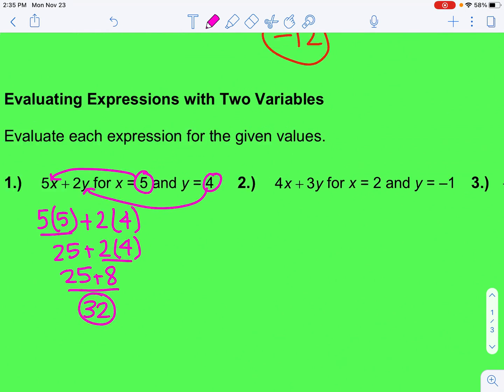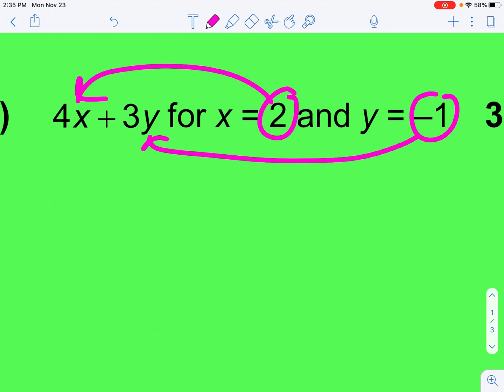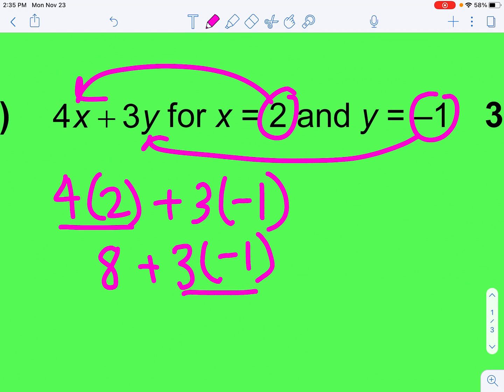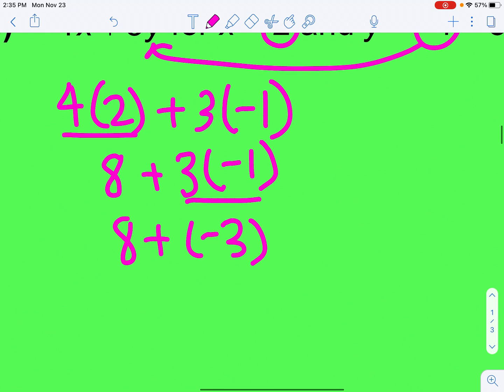Alright. Number 2, 4x plus 3y for x is equal to 2 and y is equal to negative 1. So let's rewrite this with our values plugged in. So I have 4 times 2 plus 3 times negative 1. We need to multiply first. 4 times 2 is 8. Now I need to take 3 times negative 1, which gives me negative 3. And now I have 8 plus negative 3, or 8 minus 3, which gives you 5.